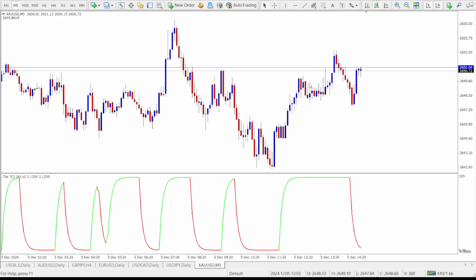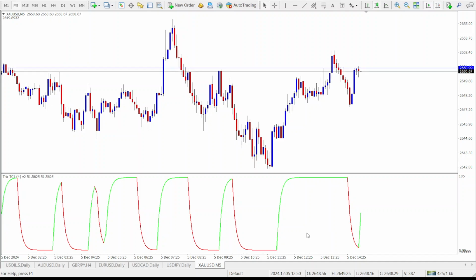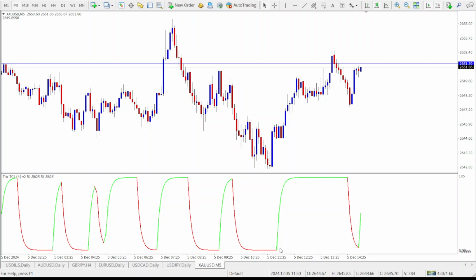On the other hand, when the indicator has dropped to the bottom, it indicates an oversold condition, but you do not need to do anything yet. You just have to watch out for when the color changes to green. When it changes to green, it's time to enter a buy trade.